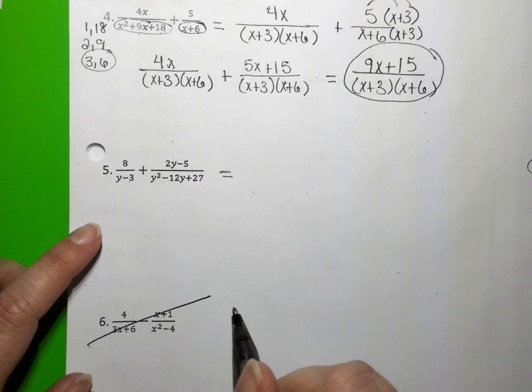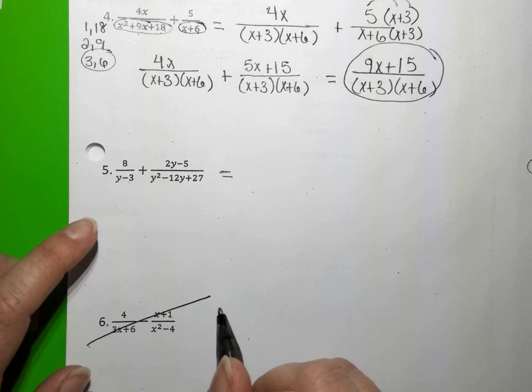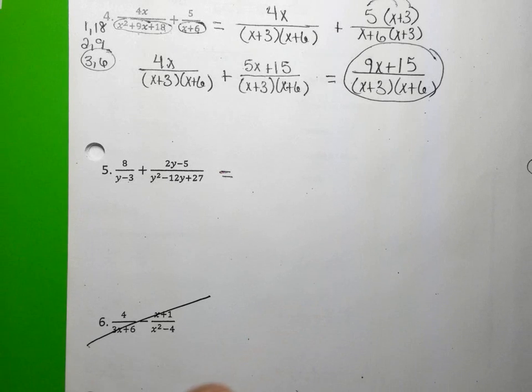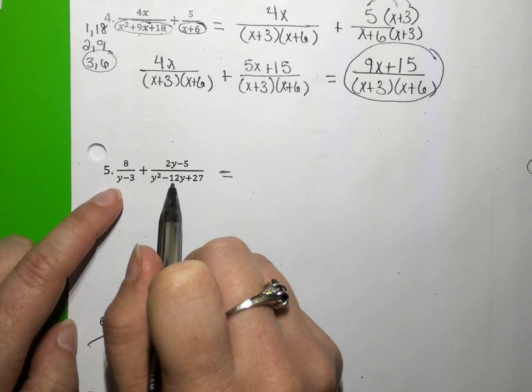All right, what do you see? You're adding. So when you're adding, what has to happen to two fractions? We have to have the same denominator. Thank you, Blake. They have to have the same denominator. So what do I have to do to make these the same first?